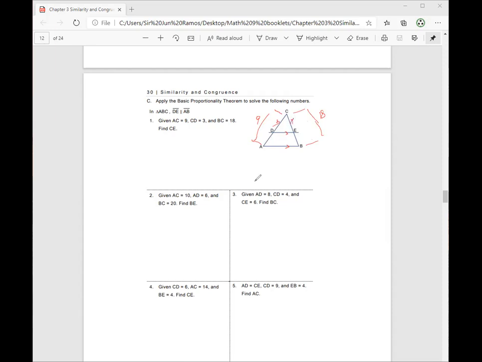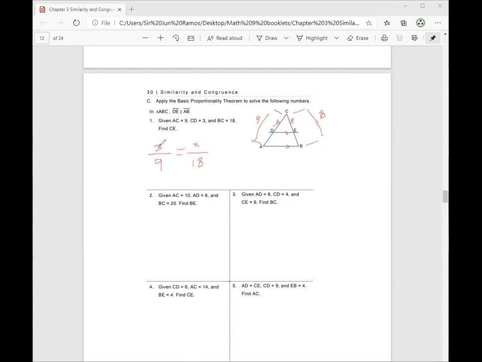Okay? From the basic proportionality theorem, we have two similar triangles. Triangle CDE is similar to triangle CAB. Now we can have this ratio, that side from the small triangle over the side from the big triangle equals the side from the small triangle over the side of the big triangle. And we can readily find CE, which is X.